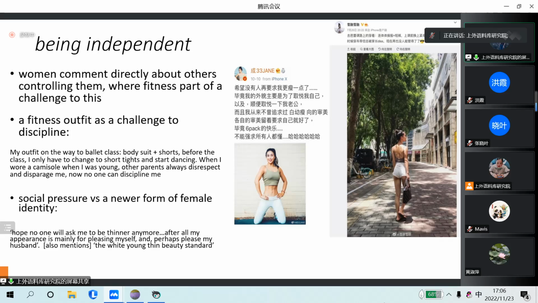Okay. So she mentioned this bio show, and she says, well, look, I think I am happy with how I look with my six-pack. She does this typical pose to show off the six-packs in the shadow there. And she says, hope no one will ask me to be thinner anymore. After all, my appearance is mainly for pleasing myself and perhaps pleasing my husband. But the fact that she even mentioned this, she knows that the kind of identity that she's showing may not be mainstream, but that's okay for her because she's being independent. She likes it and she hopes to please her husband.